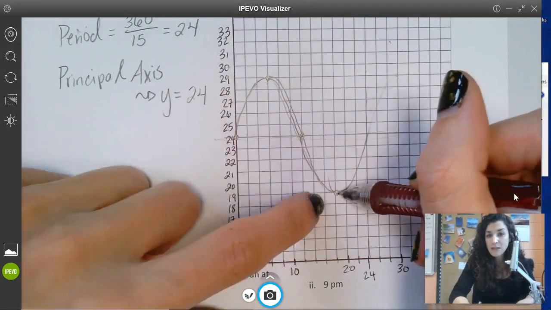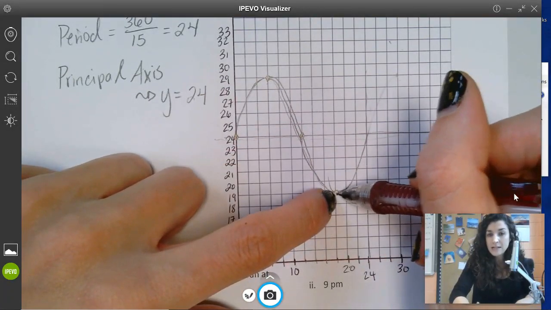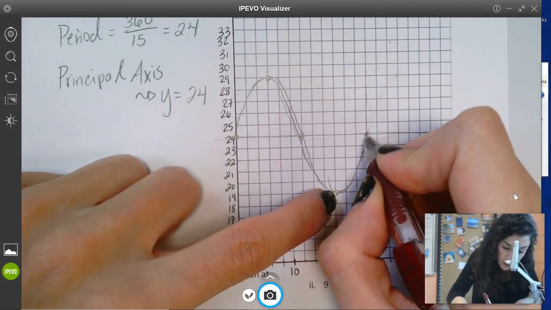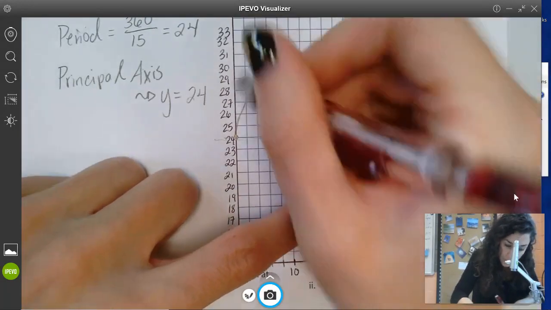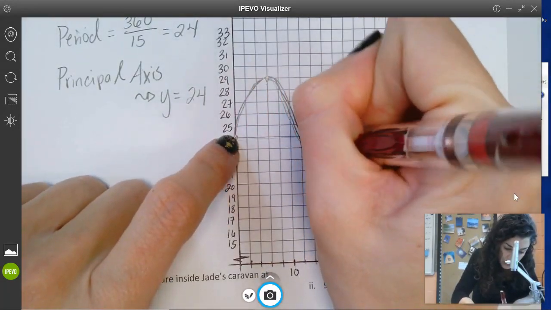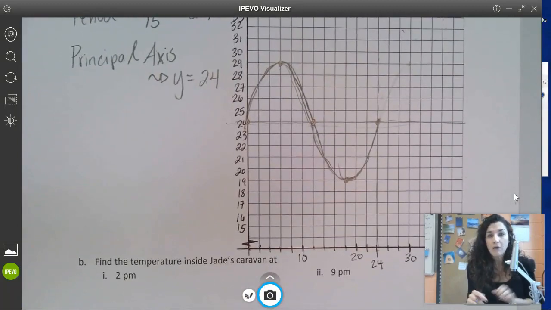Principal axis to minimum in another 6. 12 plus 6 is 18. 18 plus 6 is 24. I reach the principal axis again at 24. So I've completed one whole cycle within that. Okay, now I've graphed it.